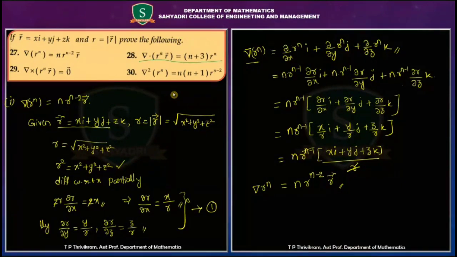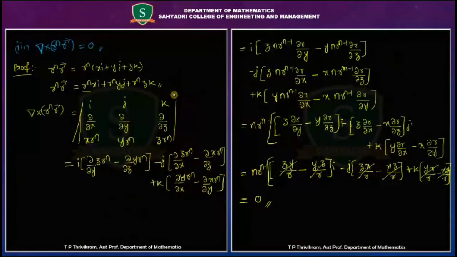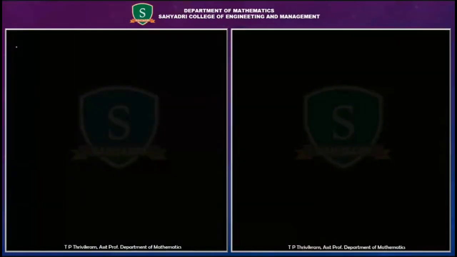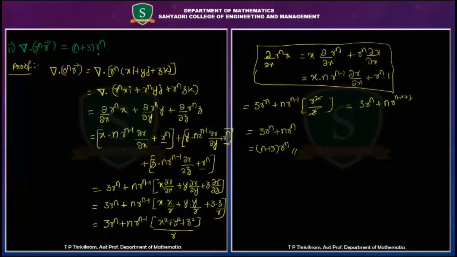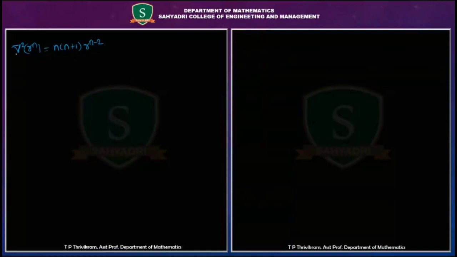Okay, so next, del square of r power n is equal to n into n plus 1 into r power n minus 2. So this we need to prove. Let us try to prove this.